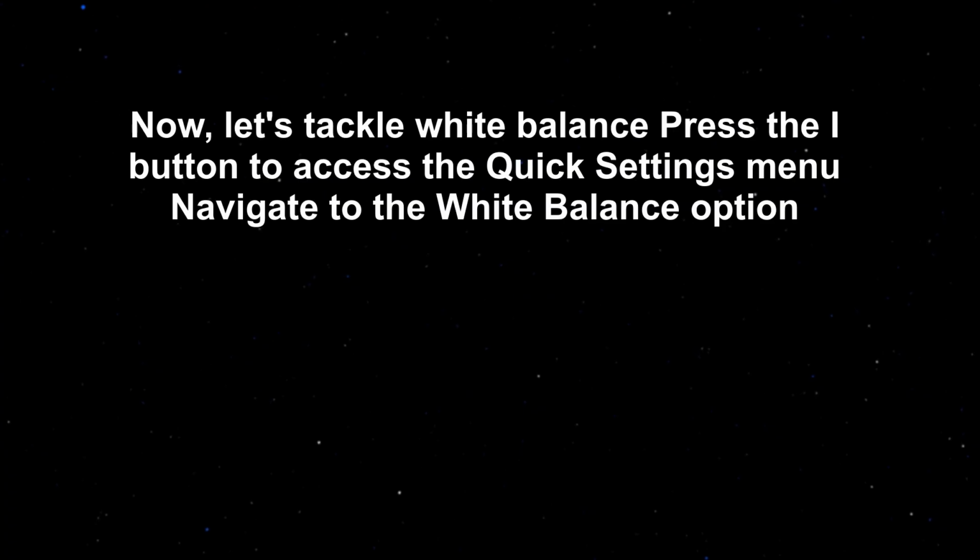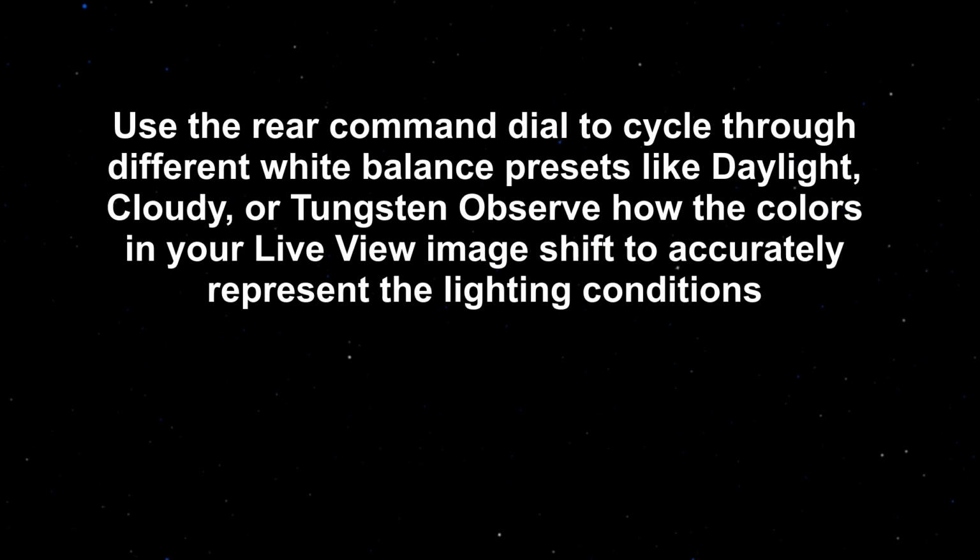Now, let's tackle white balance. Press the I button to access the quick settings menu. Navigate to the white balance option. Use the rear command dial to cycle through different white balance presets like daylight, cloudy, or tungsten. Observe how the colors in your Live View image shift to accurately represent the lighting conditions.